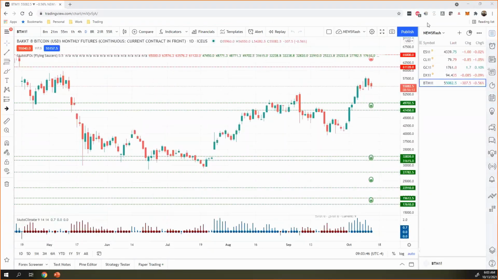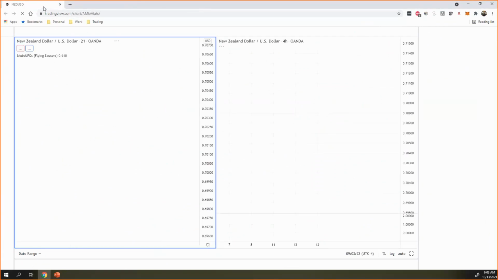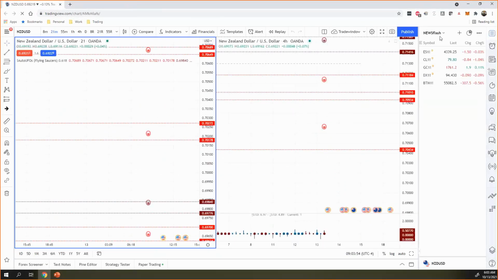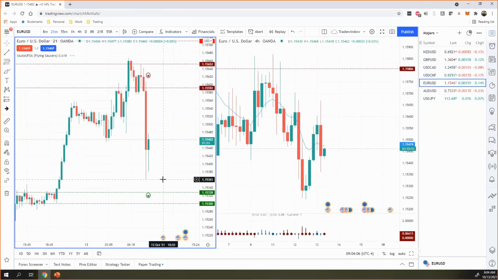Here we are. We'll be looking at the charts here. Let me just load my proper layout for trading here. And we're going to go ahead and get started with the majors on the pairs here. Sorry about that. So let's start with the Euro USD.